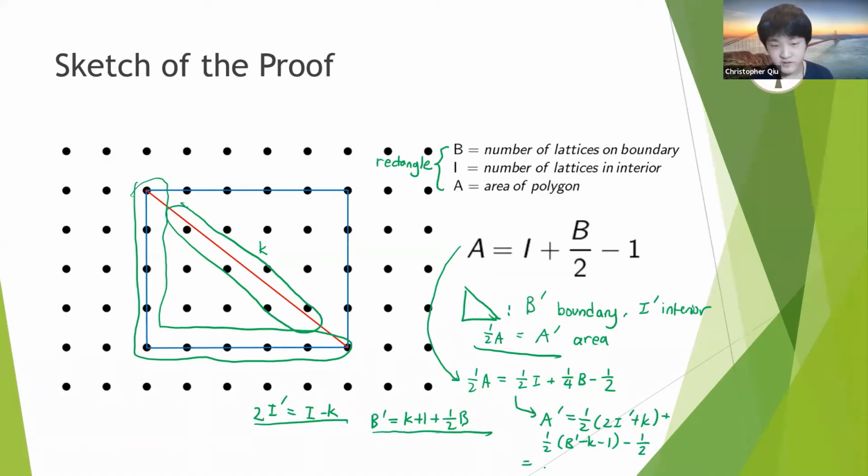And when we expand this expression, what we actually end up with is I prime plus B prime over 2 minus 1. Let me erase this. So what we get is I prime plus B prime over 2 minus 1. And so now we've proven Pick's theorem for any right triangle. And this is very powerful, and we'll see it in a bit.